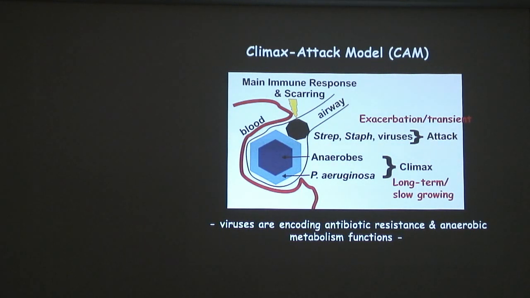Right? So what this means is a slow-growing community that has a central organism that keeps it all going, in this case being P. aeruginosa, okay? And this community is actually only able to gain space in the lung when you go through these attack communities. So these are when things like strep or staph come in, or other viruses like influenza. So something that clears space, causes scarring, then you get this climax community to walk up the lung.